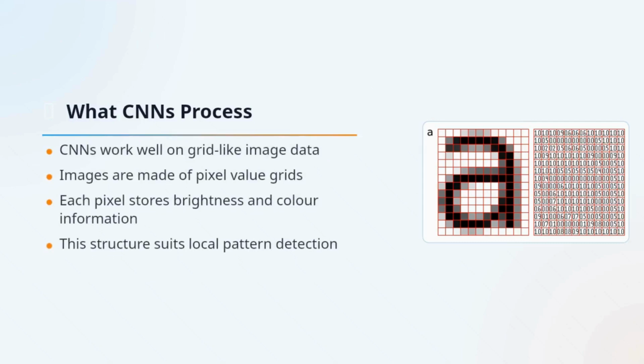A convolutional neural network is specially designed for data arranged like a grid, and the best example is an image. An image is basically a matrix of pixels where each pixel stores numerical values representing brightness and color. Because the data is organized spatially, nearby pixels often carry related information. That is exactly why CNNs are so effective for visual tasks.